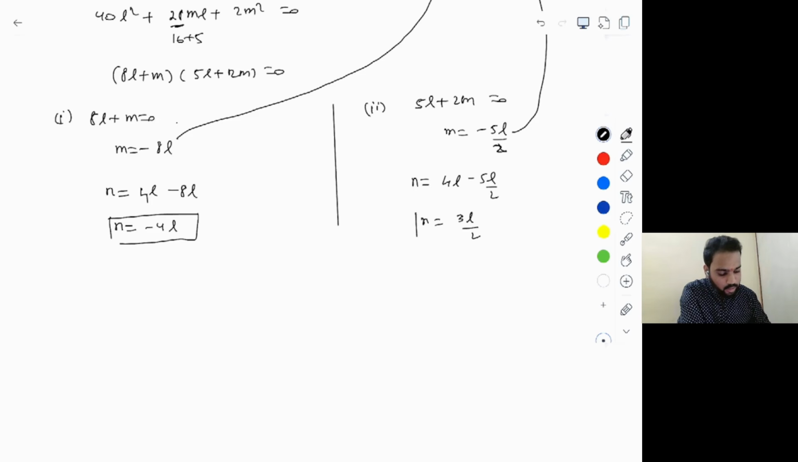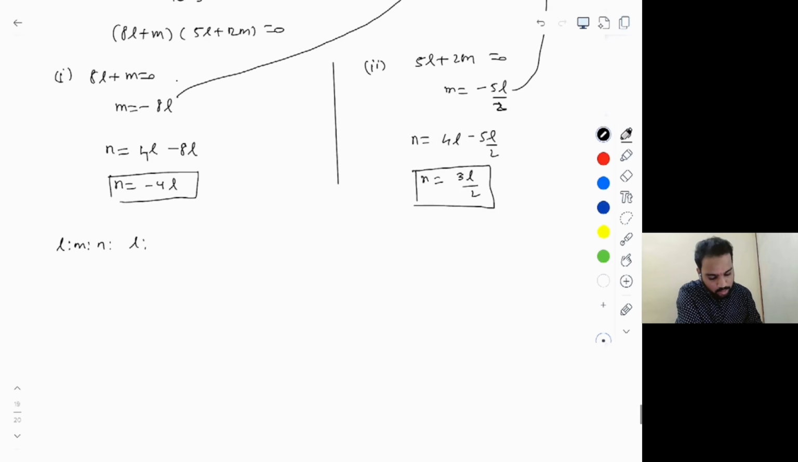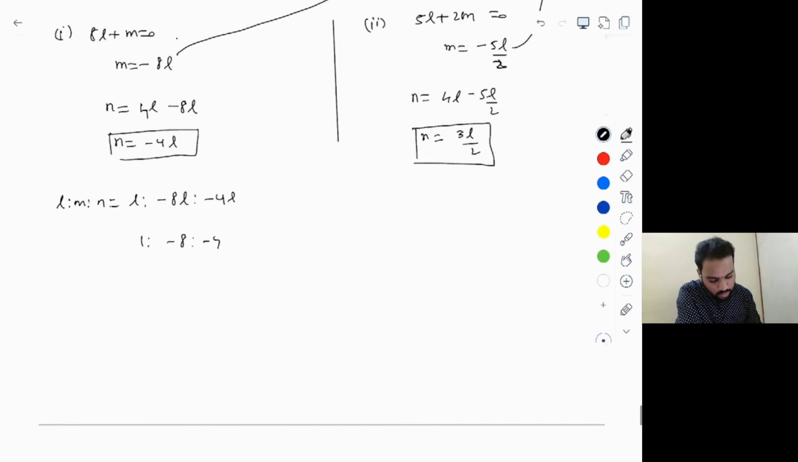Okay. And then in case 1, let's try to find the ratio of l is to m is to n, because that will give you the DRs, right? So it will be l is to, and what is the m value in case 1? Minus 8l is to, the n value is minus 4l. If you cancel out the common factor here, we get the ratio as 1 is to minus 8 is to minus 4. And the DRs can be directly taken as 1 comma minus 8 comma minus 4.